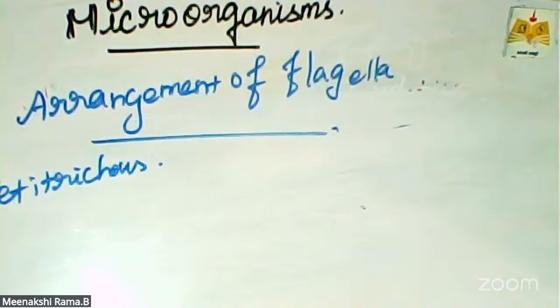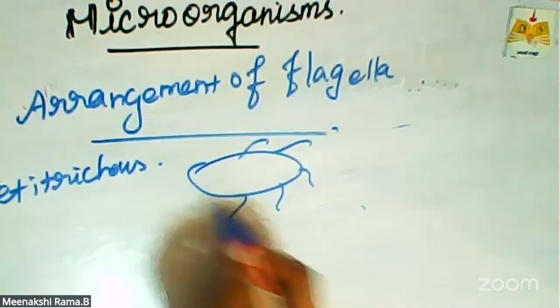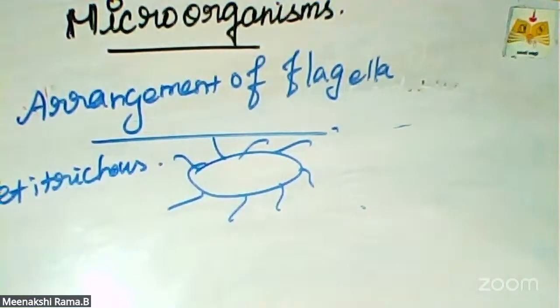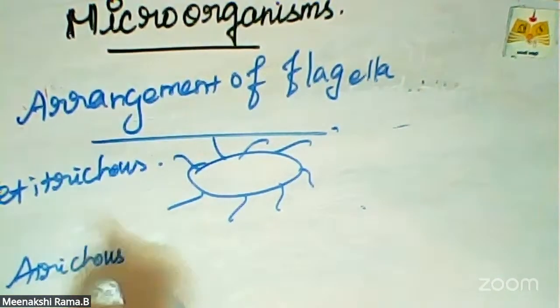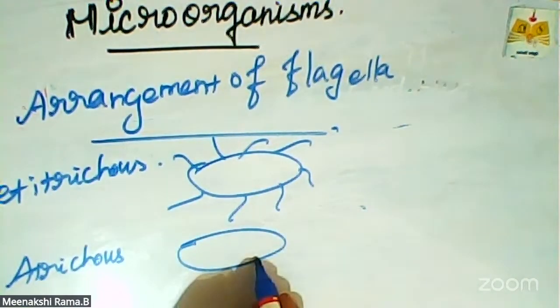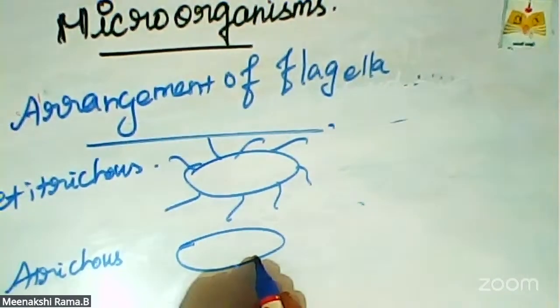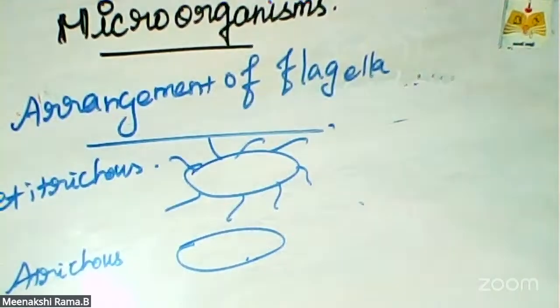So next one is Peritrichous. The flagella are all around the body; the flagella are present around their bodies. And then Atrichous: this kind of bacteria is without any flagella. The flagella are not present in this bacteria. This kind of bacteria is called Atrichous.